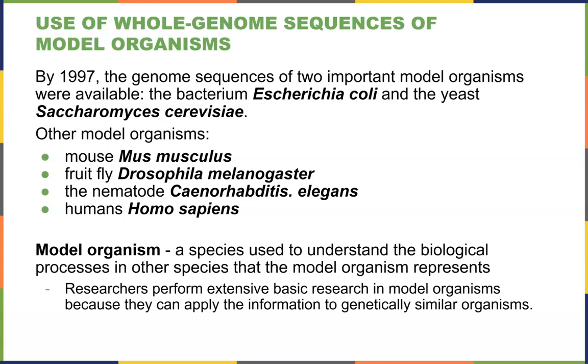The first genome that was sequenced was Escherichia coli, so E. coli, the bacteria. The second one was Saccharomyces. It's a yeast fungi. And then since then, we've also done some other ones. So mouse, fruit fly, nematode, and humans. These are what we call model organisms, and they are the species that we use to understand biological processes in species that are similar to them.